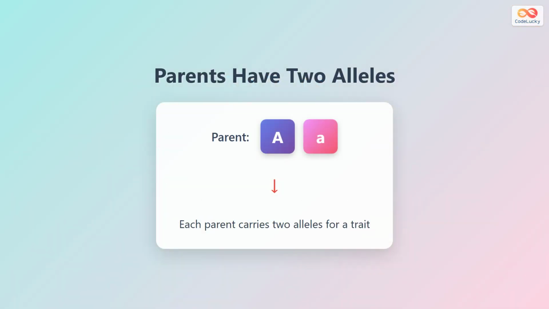Every parent organism carries 2 alleles for each trait. We represent these alleles with letters. Capital A represents one version of the allele, and lowercase a represents a different version. These 2 alleles sit together in the parent cells. This pair of alleles determines the trait that the parent expresses. The key point here is that there are always 2 alleles present in the parent.